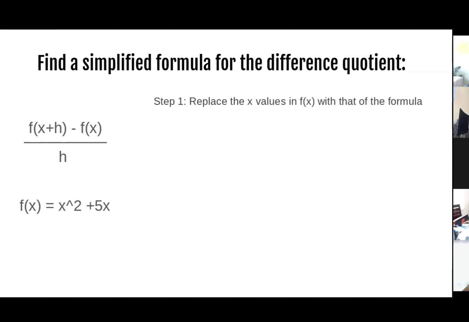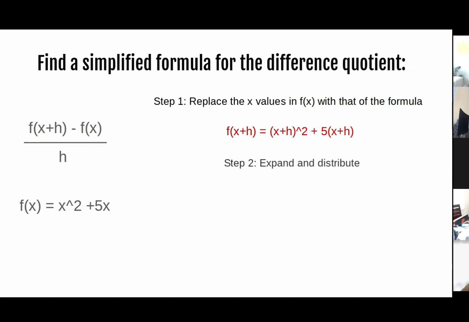So the first step you want to do is replace the x values in f of x with the ones from the formula. An example of this would be you would take f of x and put that into f of x plus h. So over here, I took this formula and replaced the x value with x plus h. Then I just plugged it into the whole formula so you can see that out over there.